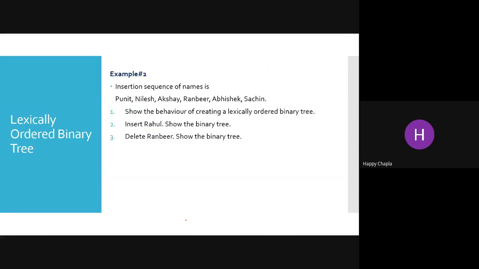Clear? Now this is the example you need to create as homework. You have to insert Rahul in the available tree. You need to delete Ranveer and show the binary tree. When this type of question is asked in the examination, you have to show every step, because you cannot write the direct answer. You need to insert Puneet, then Nilesh, then Akshay, then Ranveer, then Abhishek, and then Sachin.